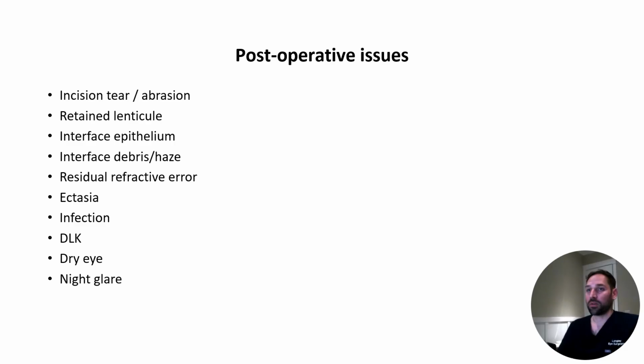All right, so there are other things that can happen with this. You can get a little piece of the lenticule that's stuck inside. You can get epithelium that slides into the interface. You can get debris or haze in the interface, which is very, very rare. You can have a residual refractive error if it doesn't correct all of the prescription. Ectasia can happen. The risk of ectasia is around the risk of ectasia with PRK and much, much lower than it is with LASIK. It is possible to still have DLK or infection. It's still possible to get nighttime glare and dry eye. So a lot of the same risks are still present. They're just present to a lower magnitude.